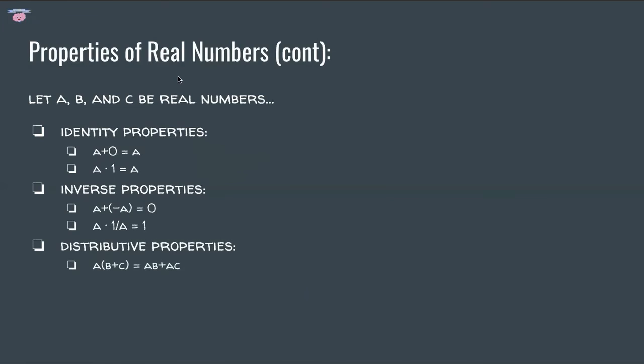Distributive properties: A times (B plus C) is equal to AB plus AC. This is a key property, and it'll be really useful in algebra. Similarly, if you use subtraction instead of addition, you get the same thing.